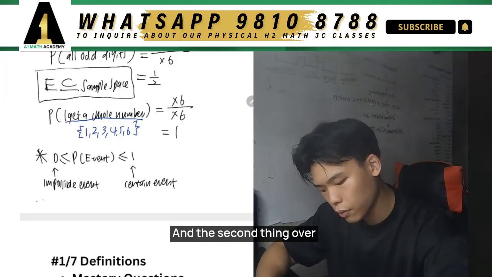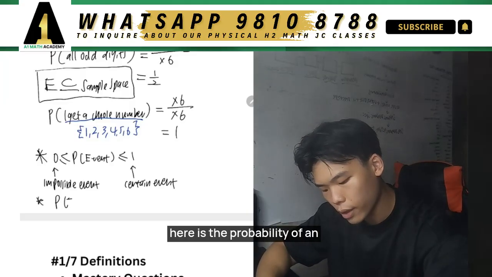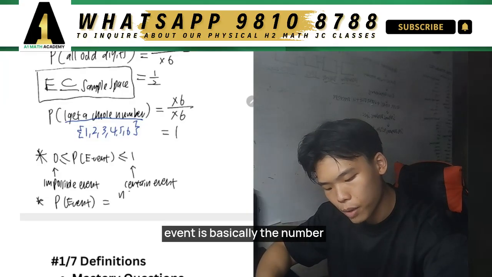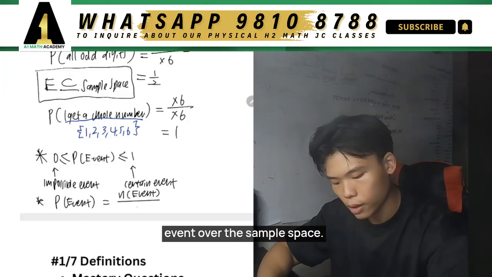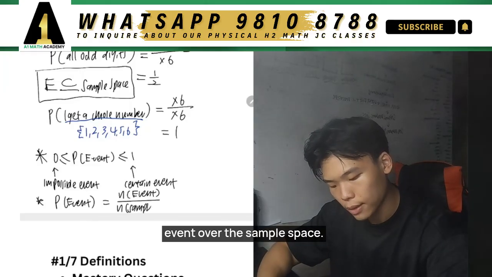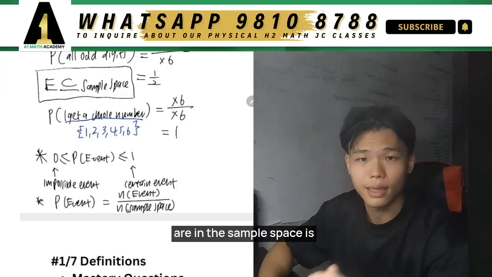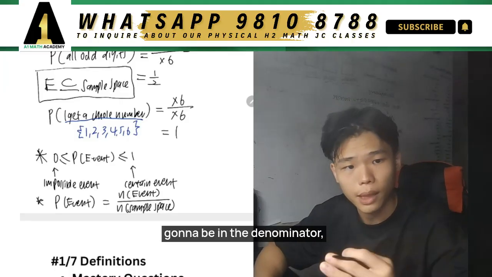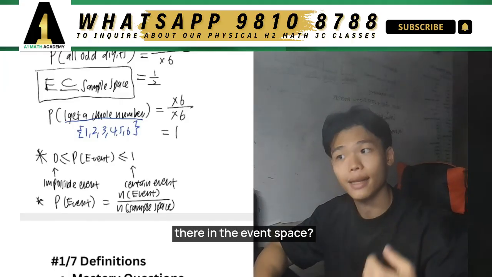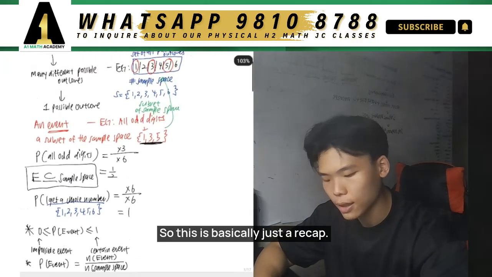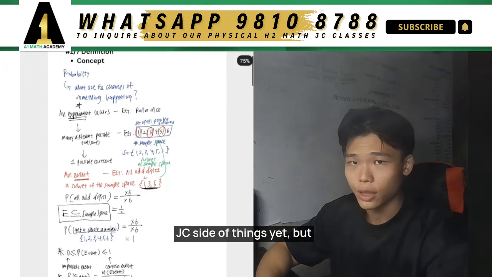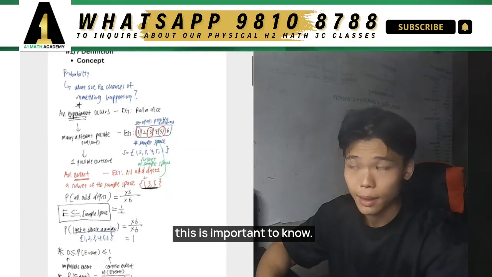And the second thing over here is the probability of an event is basically the number of outcomes that I want of the event over the sample space. So how many elements there are in the sample space is going to be in the denominator, and how many elements are there in the event space, that will be the numerator. Okay, so this is basically just a recap. I've not gone into any of the JC sub things here, but this is important to know.